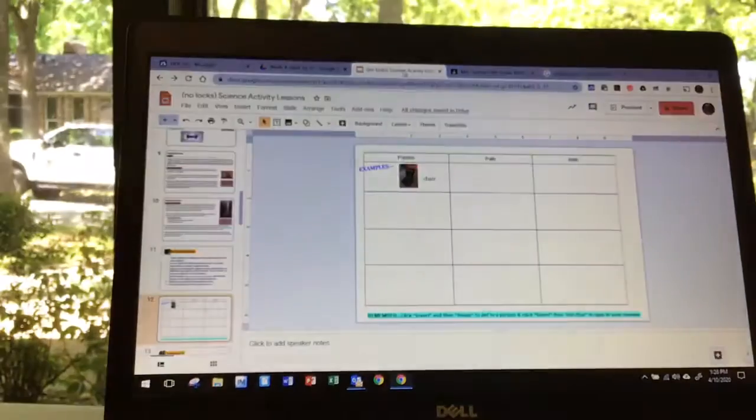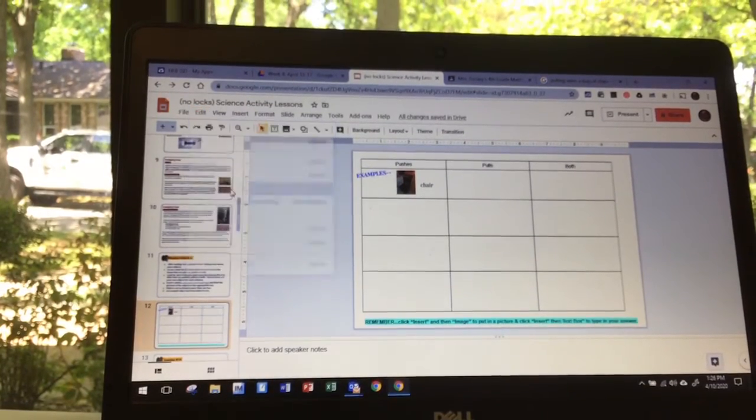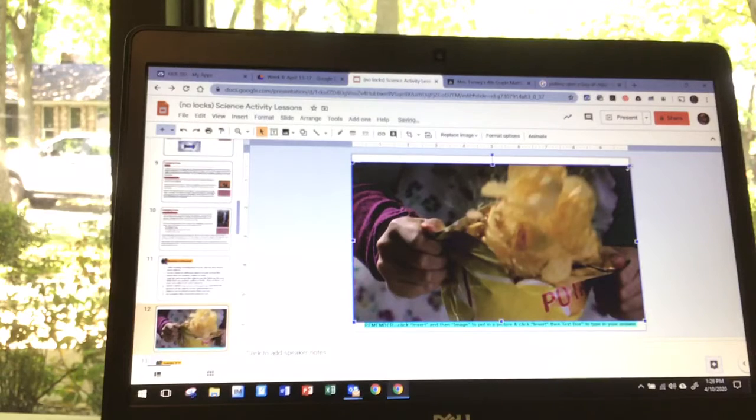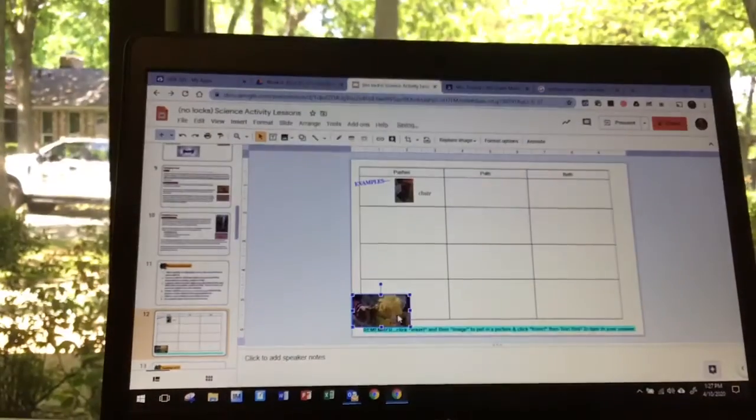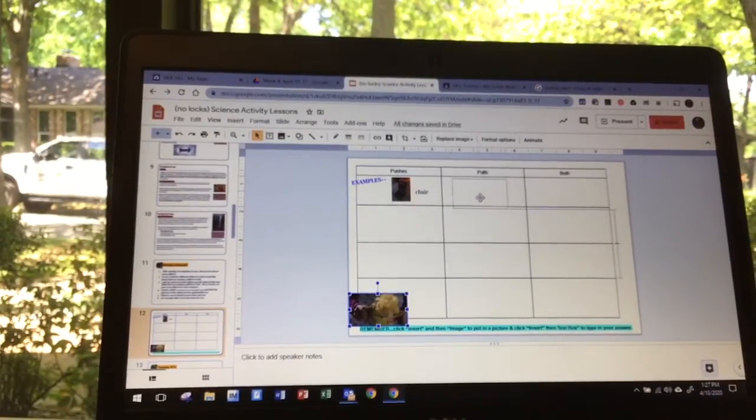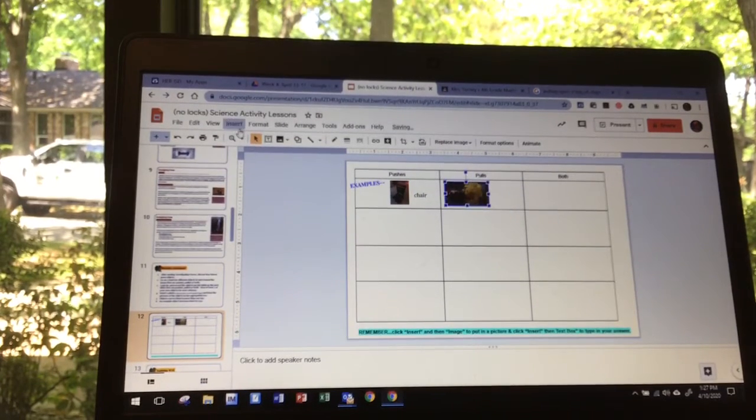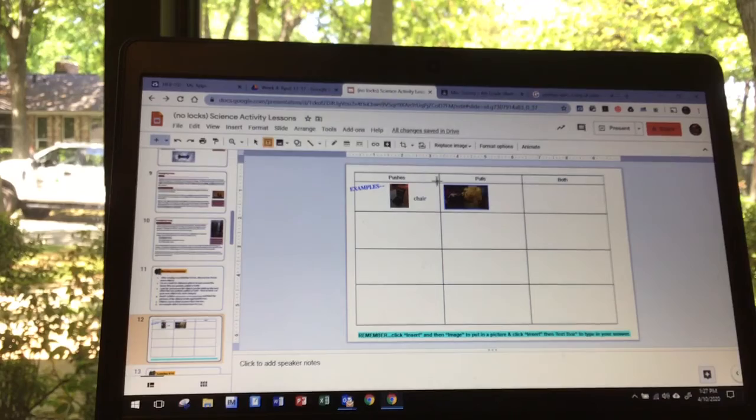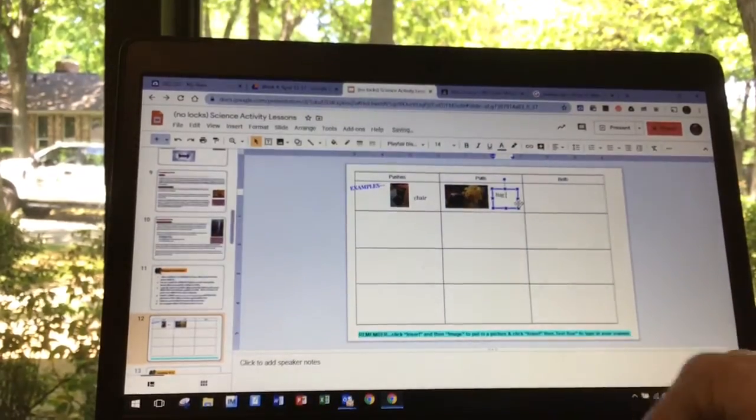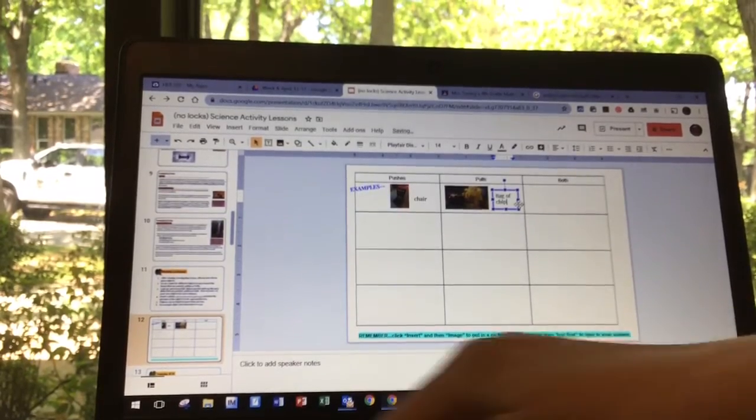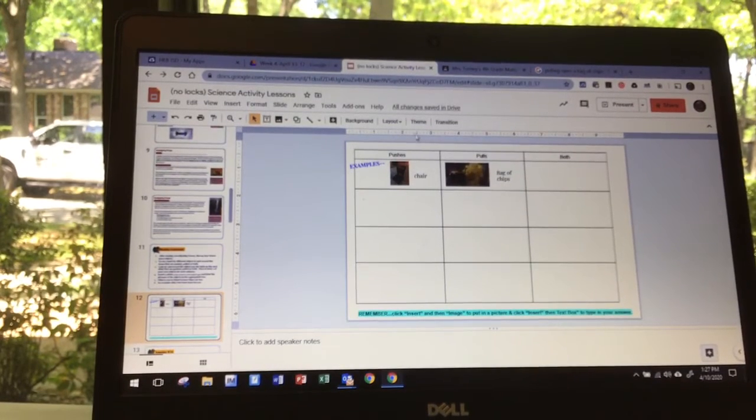And then when I go back to this, I can just paste that image. And there's that big old bag of chips. I'm going to put it right there. Then I'm going to insert a text box and type in bag of chips.